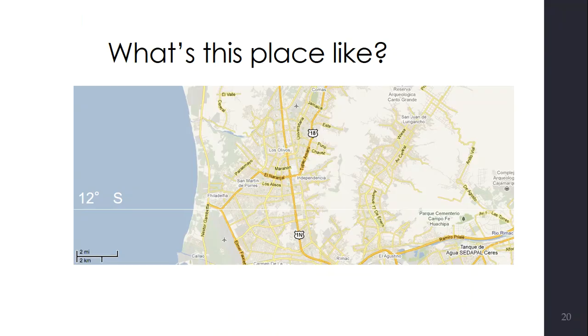So if we look at this map here, we see a place that is 12 degrees south of the equator. And you could say, well, what does this place look like, right? 12 degrees is pretty close to the equator, so we can say that this place is probably going to be pretty hot. It's on the ocean. This is Lima, Peru. It's a pretty balmy place, right? Pretty warm there.